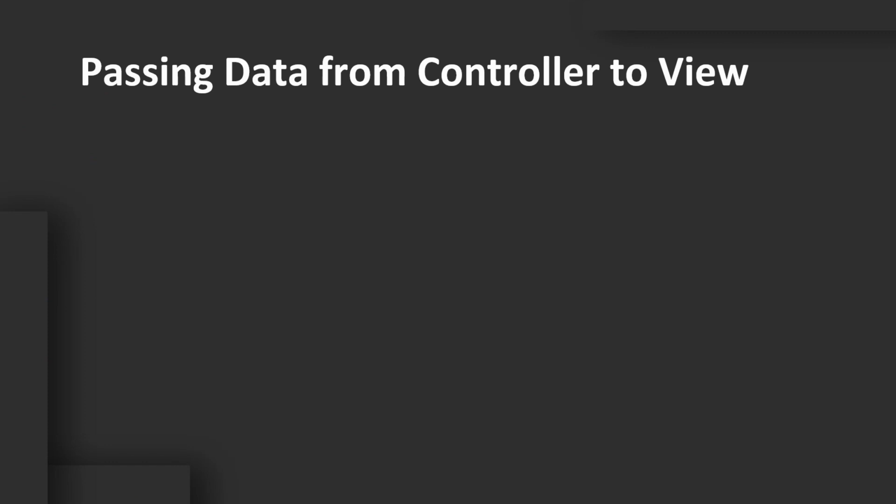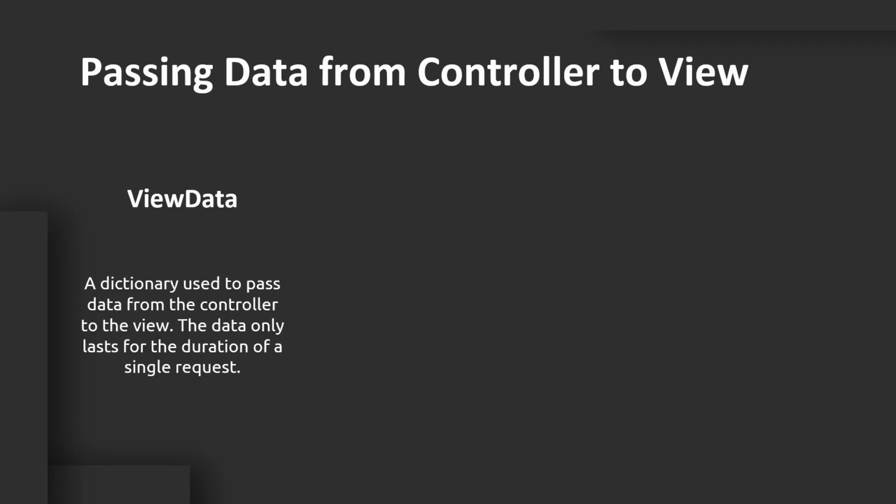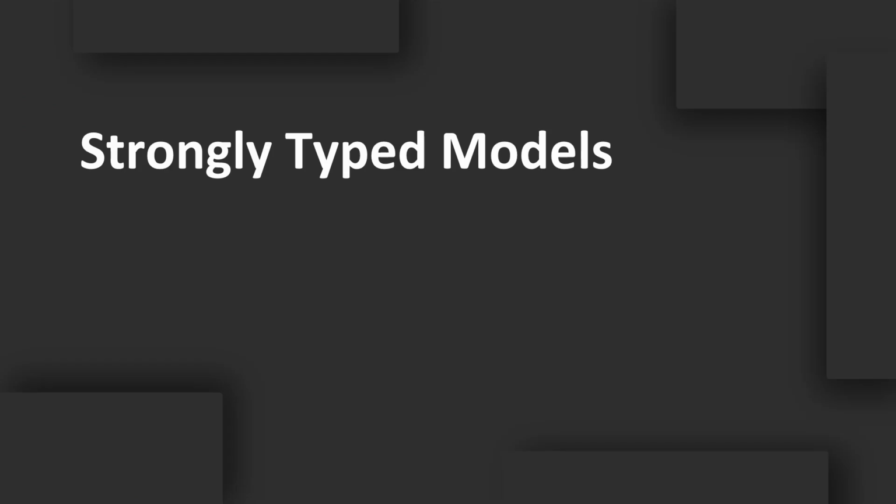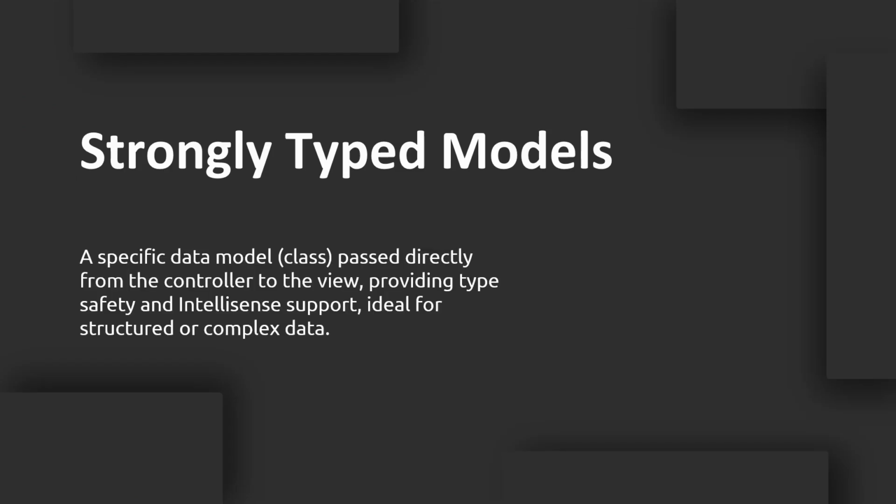In ASP.NET MVC, you can pass data from a controller to a view by adding the data to a view data, temp data, or a view bag. However, if you prefer a strongly typed approach, you can pass data directly to the view method as a model and define the expected data type in the view.